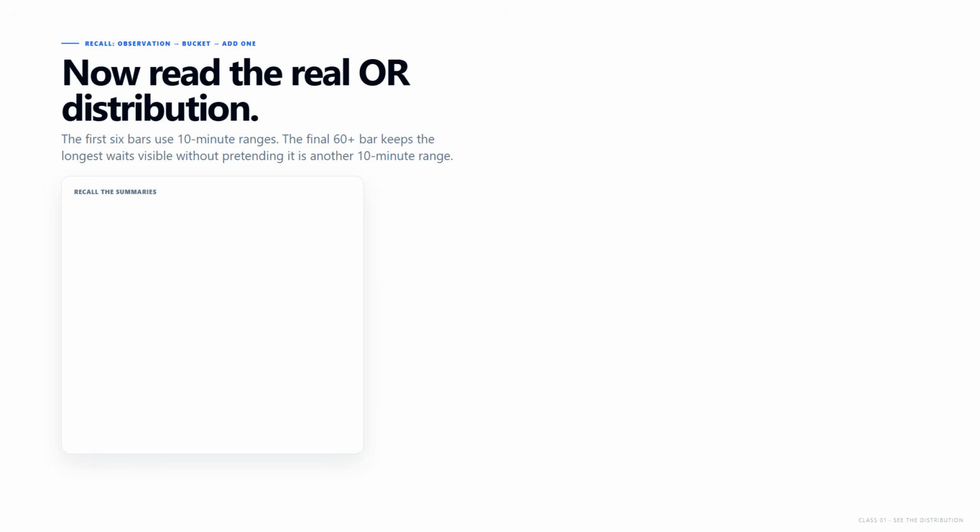Now use that observation bucket plus 1 idea on the real operating room weights. The first 6 bars use 10-minute ranges. The final 60-plus bar is an overflow bin that groups every longer weight together.